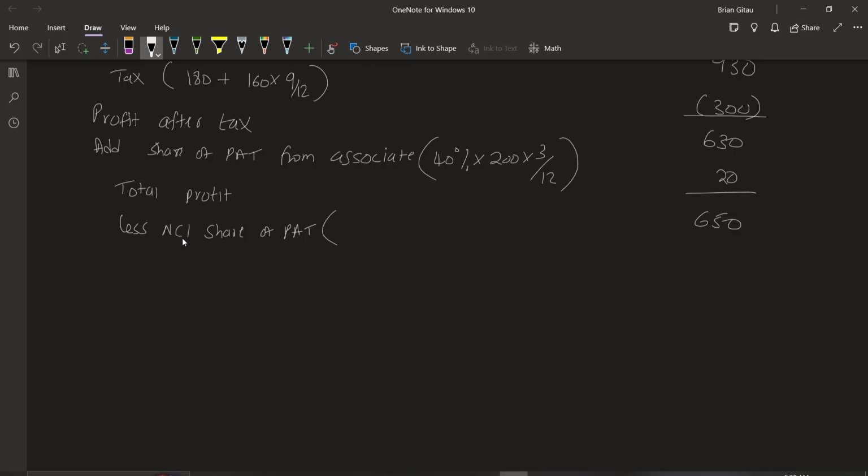Since we acquired 80%, the NCI will be 20%. The profit of the subsidiary was 400. If you go back to the income statement, you will see that the profit for the subsidiary was 400. So 20% times 400. Now we need to check whether there are any upstream transactions that are affecting the profit of the subsidiary.